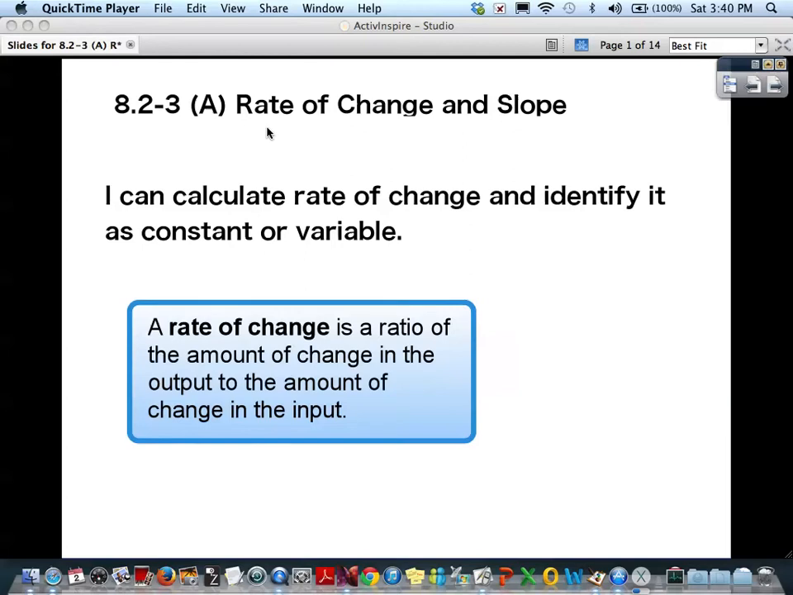The I can statement for this is I can calculate rate of change and identify it as constant or variable. And so a rate of change, when we're talking about linear equations and graphs, has to do with what the graph looks like. And down here is more of a mathy definition. It's a ratio of the amount of change in the output to the amount of change in the input.